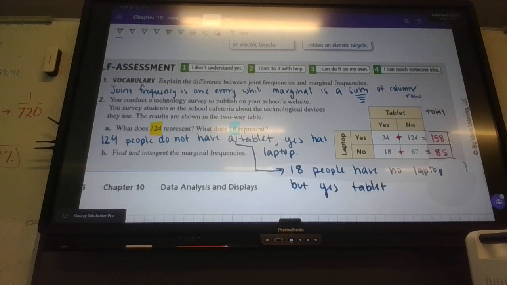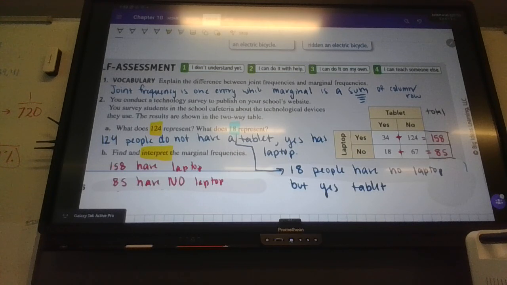All right, so when it says interpret, all year long, when something says interpret the slope, it means describe rise over run. Interpret the intercepts means describe that data. Interpret the frequency means we're going to use words to describe what they mean. So I've already been saying it out loud. I'm going to say 158 people have a laptop. I'm going to say 85 have no laptop.